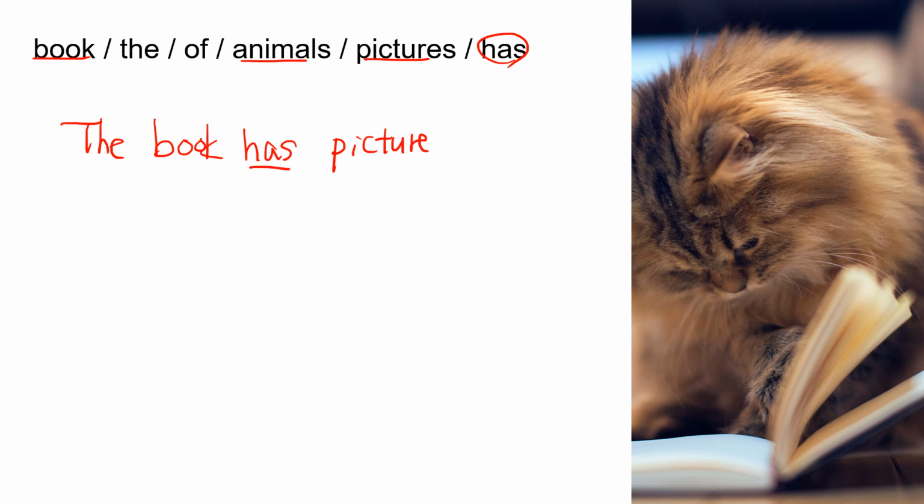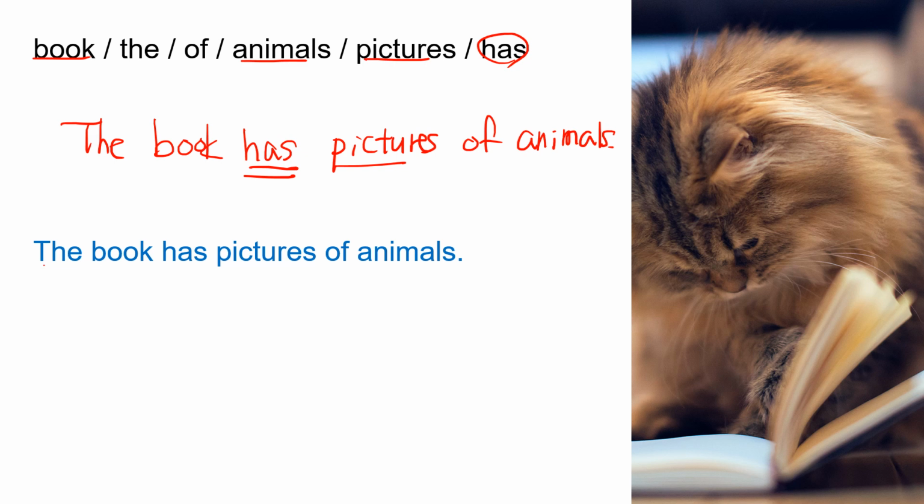After has, you need an object. The book has pictures what? Of animals. The book has pictures of animals. Subject, verb, and then it's going to be object.